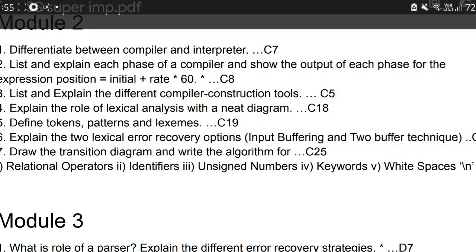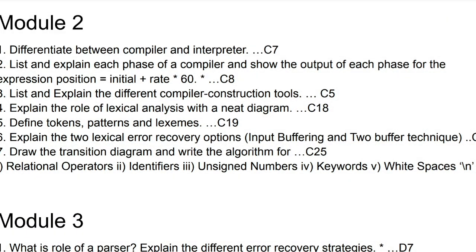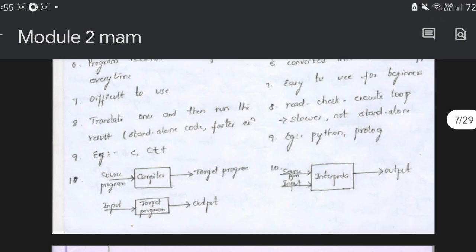Moving on to the second one, list and explain each phase of a compiler. Okay, there are 7 phases of a compiler in total. It's a very important question, and this same example they have repeated many times: position is equal to initial plus rate into 60. There are 7 phases. You have to show the output of each phase for the expression. First you have to list, explain, and show the output. So let's see how to do that.